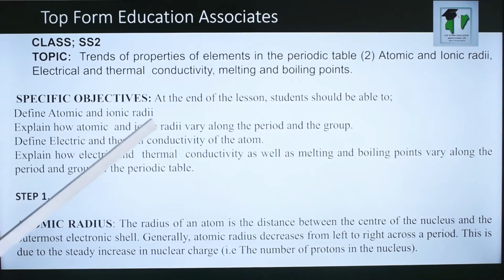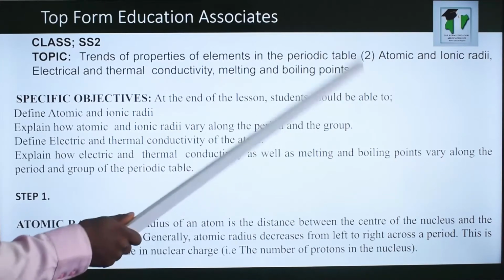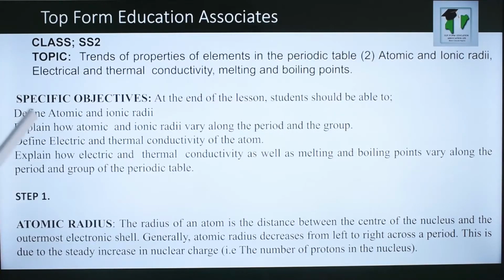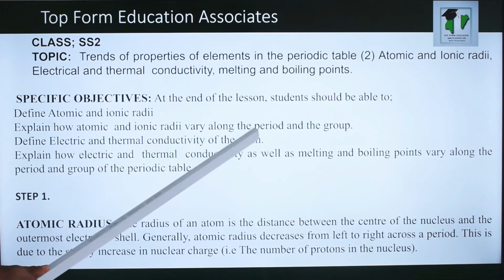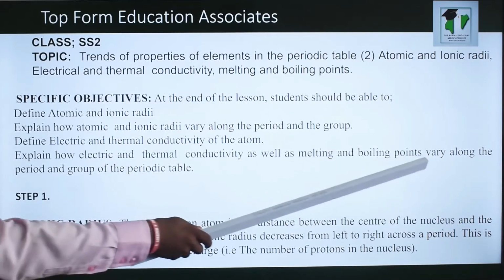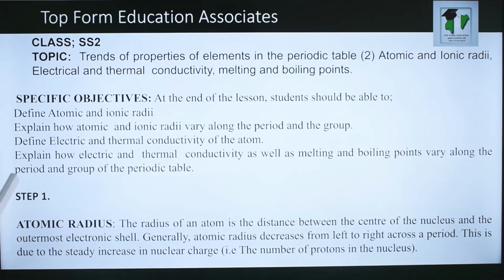Specific objectives. At the end of the lesson, students should be able to: 1. Define atomic and ionic radii. 2. Explain how atomic and ionic radii vary along the period and the group. 3. Define electric and thermal conductivity of the atom. And 4. Explain how electric and thermal conductivity, as well as melting and boiling points, vary along the period and group of the periodic table.